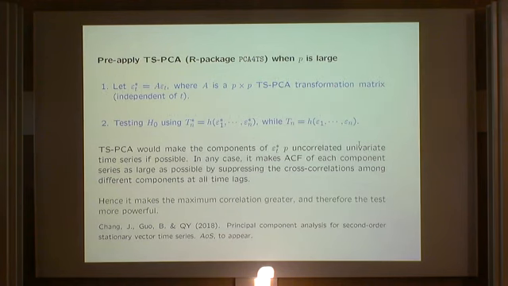Another pre-step for applying this test actually, as we will see in the simulation, makes a difference. The way we use the statistic is to look at the maximum correlation from lag 1 to lag capital K and across all components. So what we try to do is to apply a time series principal component analysis. The difference between this one and the standard principal component analysis is the following. When we apply standard principal component analysis, it transforms a p-dimensional random vector into p uncorrelated ones.